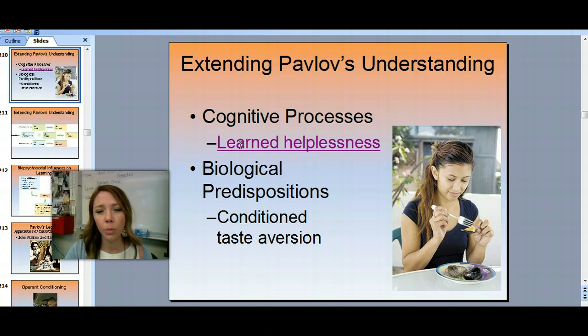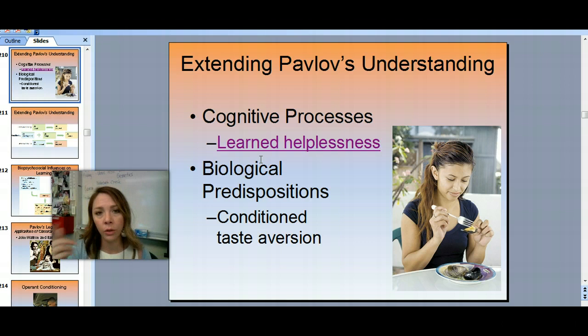So extending a little, learned helplessness, when we talked about pairing things together that are bad, so that every time I hear a bell, I get a shock, right? People can learn, or dogs can learn, learned helplessness. That means they start associating those two things and they stop trying. Every time I hear the word quiz, I fail. And they stop trying because they just know they're not going to do well, right? So learned helplessness. They learn over time that they're helpless.